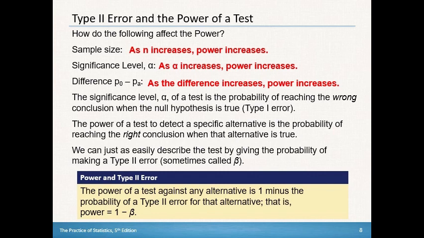Okay, so we can just as easily describe the test by giving the probability of making a type 2 error. So type 2 error, sometimes we'll call it beta, is related to power. It is 1 minus the power. So power is equal to 1 minus beta, or beta is equal to 1 minus power. Beta and the power add up to 1 is another way of looking at that.